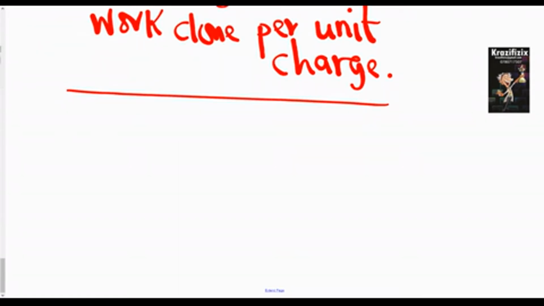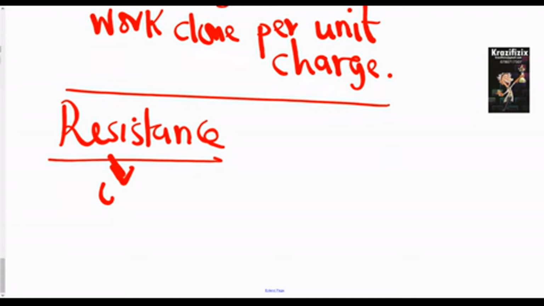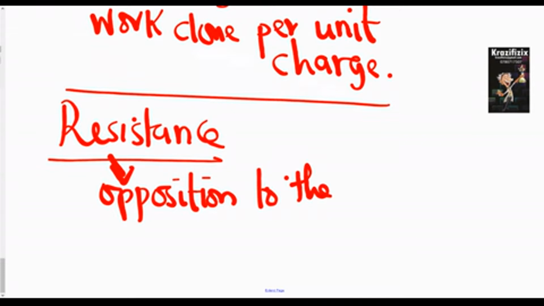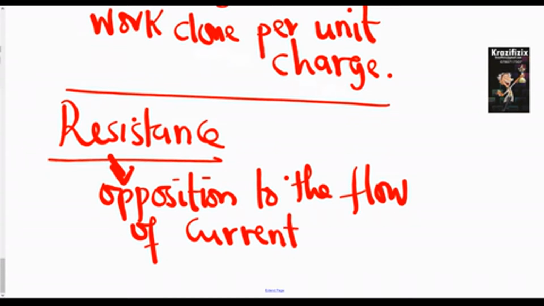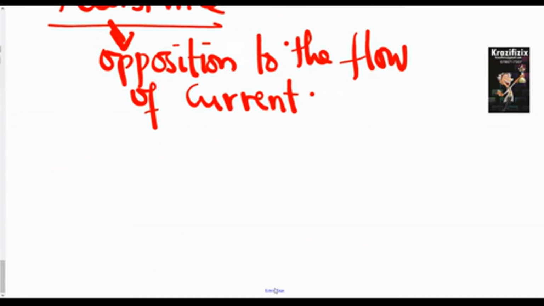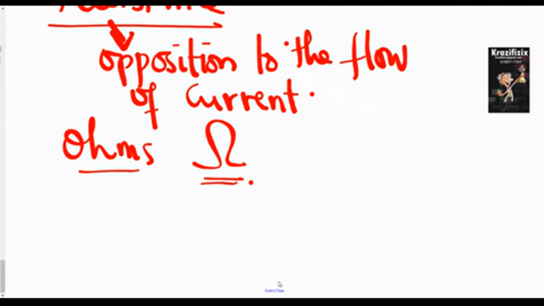And what is the definition of resistance from just the English word? It's the opposition to the flow of current. This is measured in ohms. I'm sure we know the symbol. It's the omega sign. Now, resistors can be connected both in series and in parallel. We would see that as we go on.